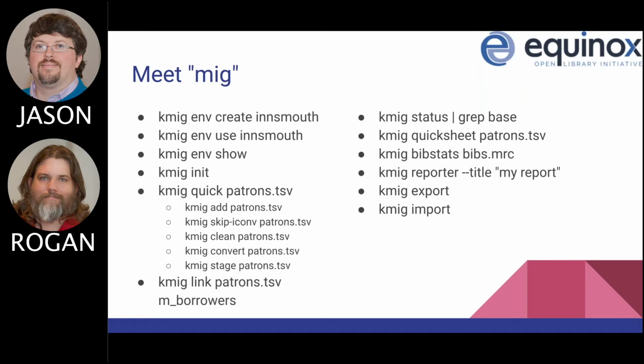BibStats is exactly what it sounds like. You pass it a file of MARC and it gives you a quick overview of some major information that lets you make some initial decisions going in. Reporter, again, is a lot of what it sounds like. I'll talk more about this when we get to it, but there is a default file of reports with it that are useful and take advantage of our conventions, but you can also give it any arbitrary XML file of reports. And then K-Mig import and export, which I collectively tend to refer to as K-Mig sync.